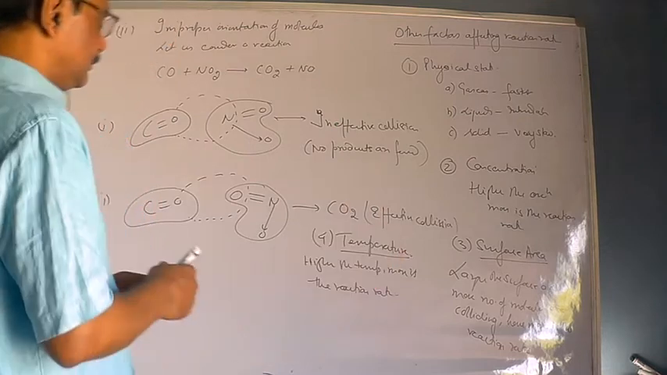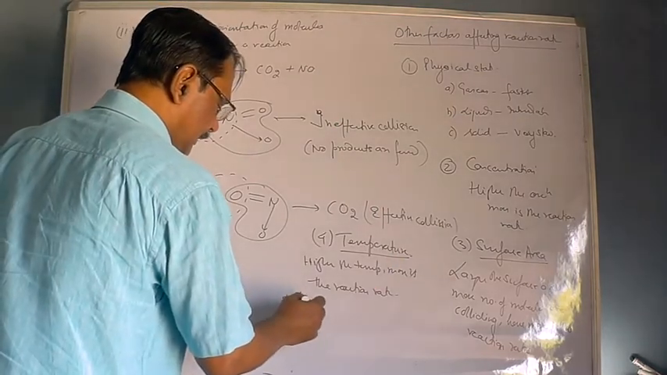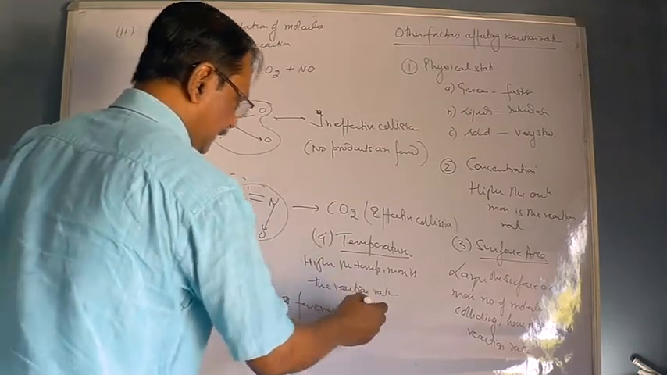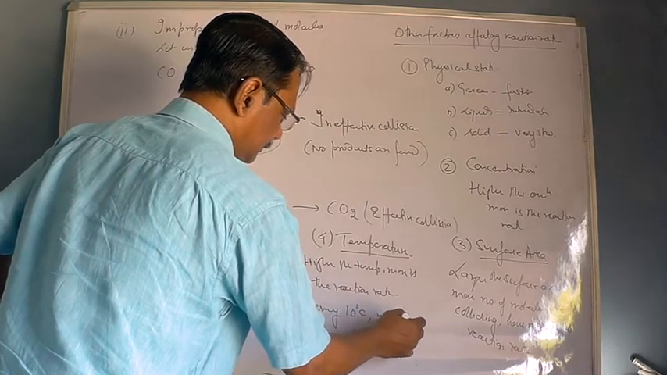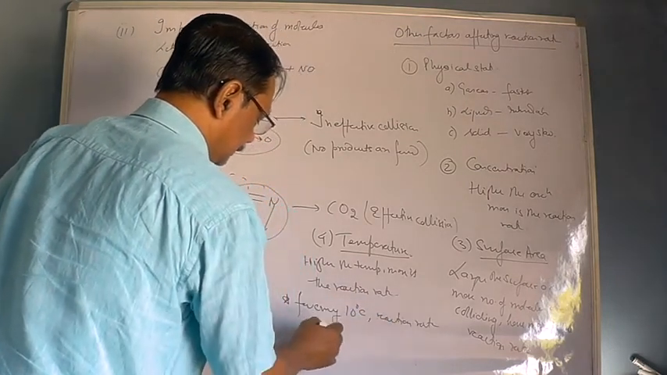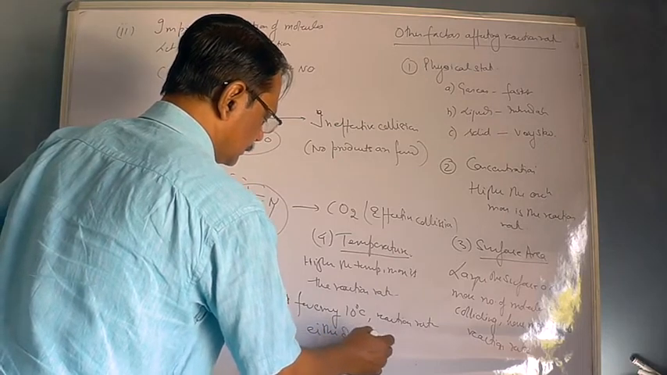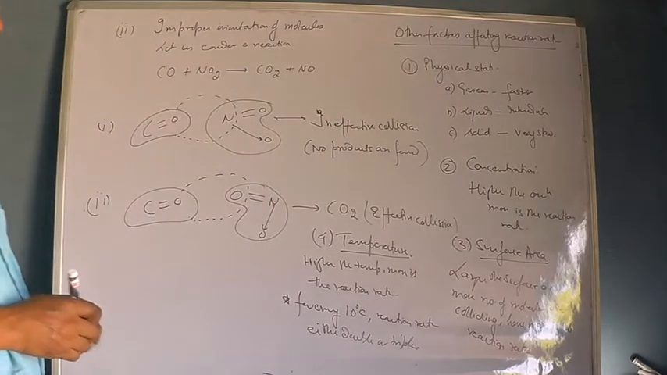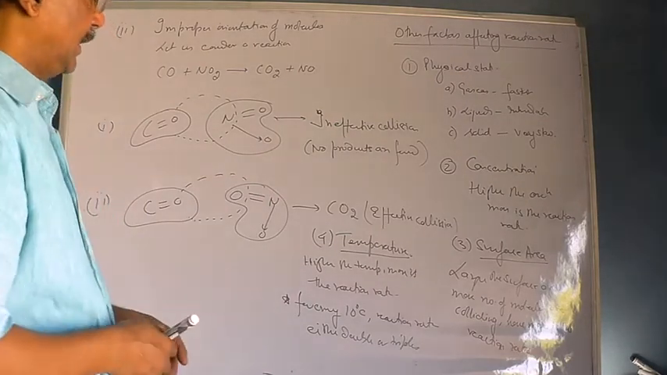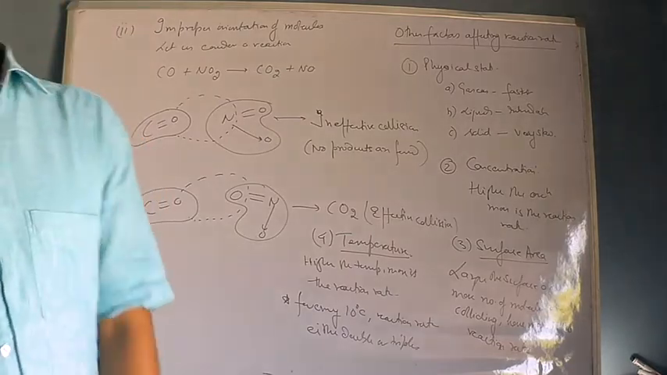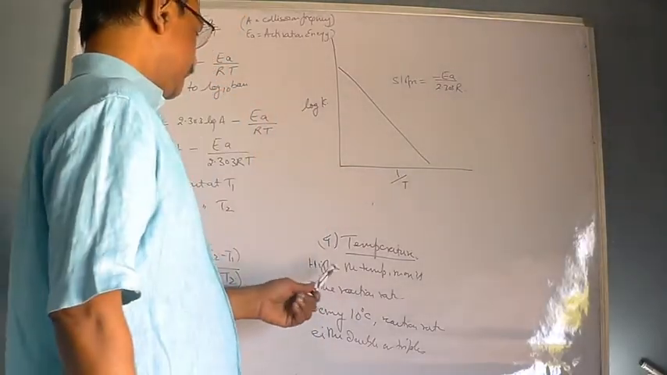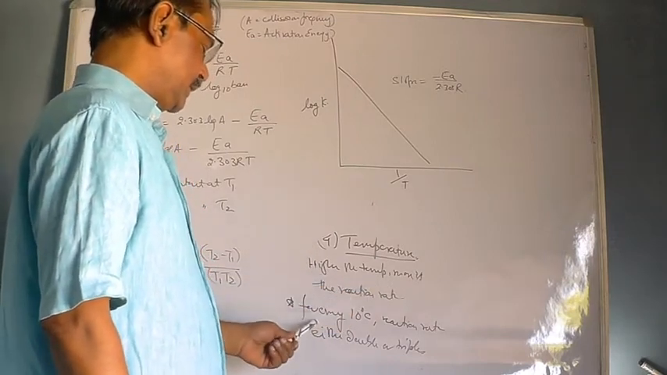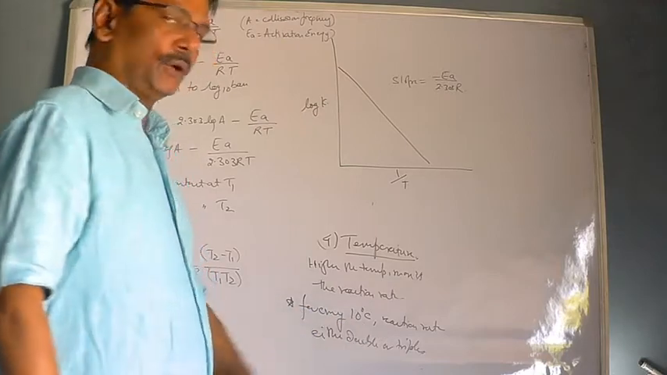Class, it has been observed that for every 10 degrees centigrade, please remember it, reaction rate either doubles or triples. Very, very important point. For every 10 degrees centigrade rise in temperature, reaction rate either doubles or triples. Class, just now we studied the effect of temperature on reaction rate. Higher the temperature, more the reaction rate.